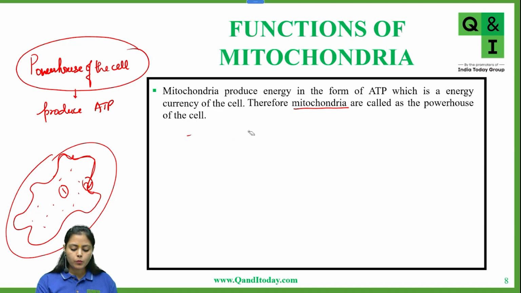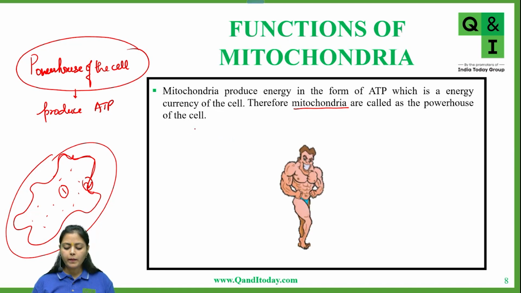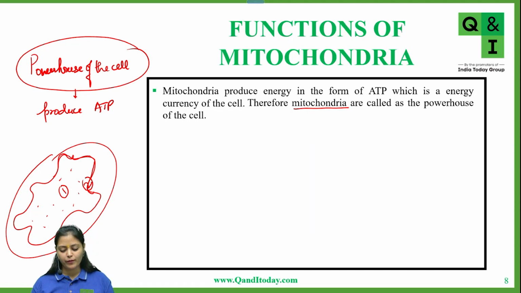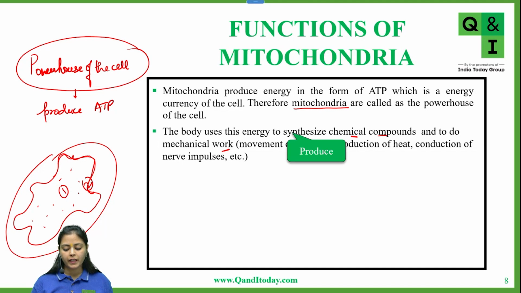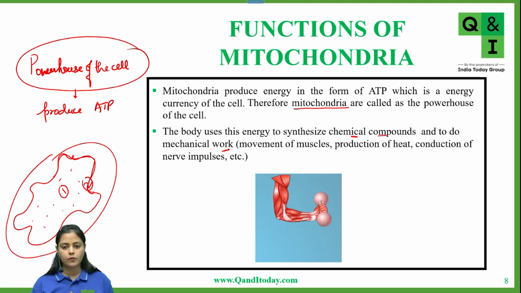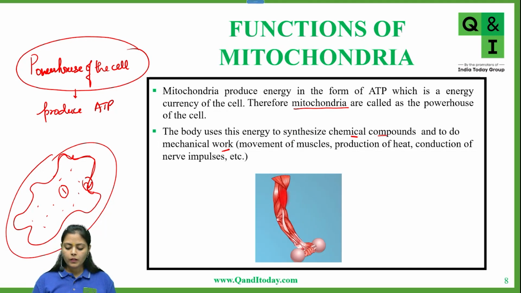Okay, so now let's move ahead. That's why mitochondria are called the powerhouse of the cell. You can see a person, and because of the mitochondria producing energy, the person is now powerful. Now, the body eventually uses this ATP for synthesizing various chemical compounds and to do mechanical work. For example, this ATP is used for movement of muscles, production of heat, conduction of nerve impulses, etc.